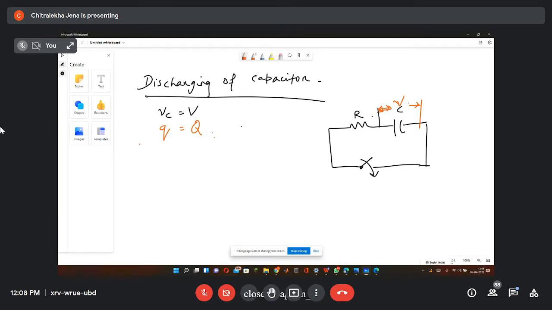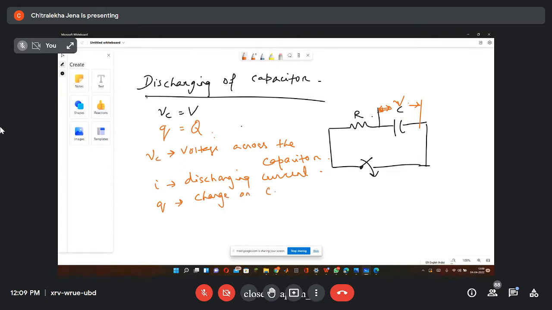So now here you take Vc as the voltage or potential difference across the capacitor. Here, instead of charging current, I will write discharging current. This I had taken as charging current during the charging of the capacitor. Now I will write discharging current. I is the discharging current, Q is the charge on the capacitor.